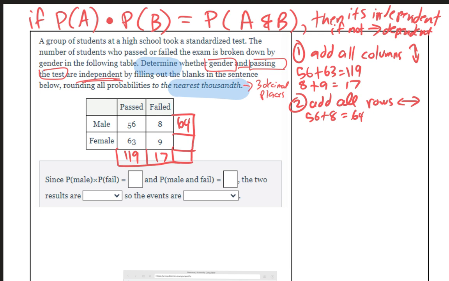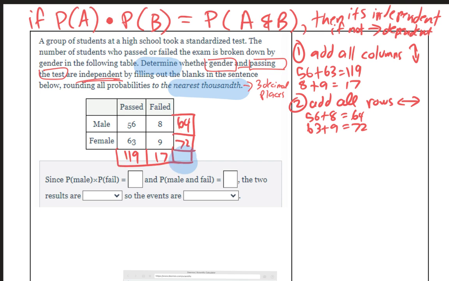Okay, so next we're going to do 63 plus 9, right? So 63 plus 9, that equals 72. Okay, so let's put those totals over there. 72. Now remember, right over here, we said this has to match this way and this way. So this total and this total.